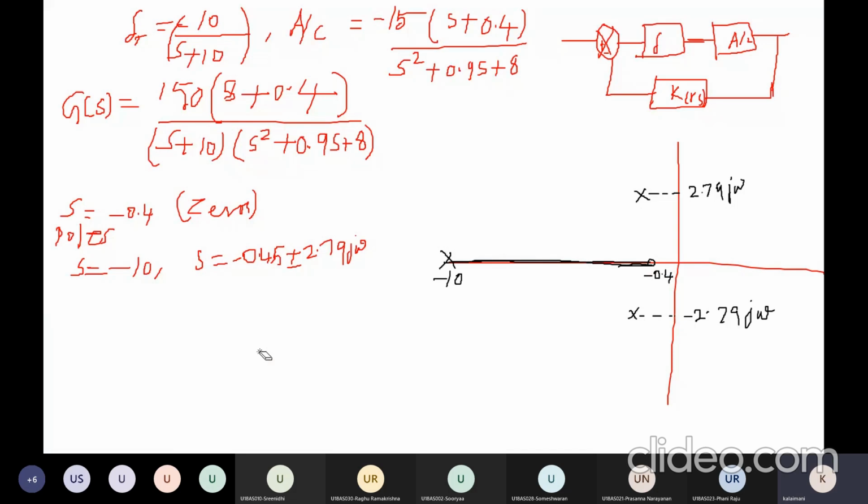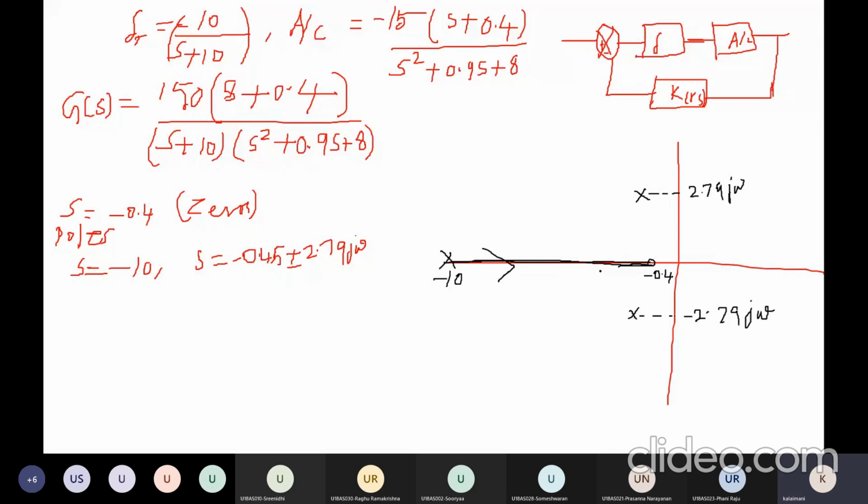Then we need to find out the angle of asymptotes. Why we need to find the angle of asymptotes: all the root locus branches start from poles and will meet at zeros at infinity. Suppose we consider this root locus branch, which starts from a pole, it will move towards this direction and meet at the zero at s equal to minus 0.4. Okay, it is one root locus branch.